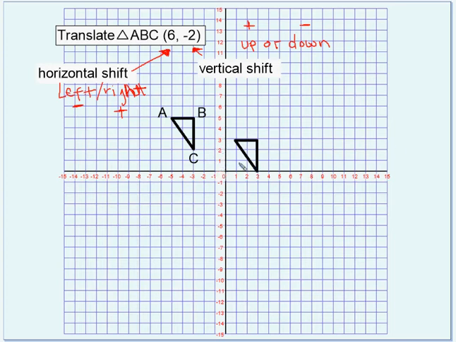Now how do I label this transformation? A now becomes A prime, and B now becomes B prime, and C now becomes C prime. That's how I can tell that this is the original and this is the image.